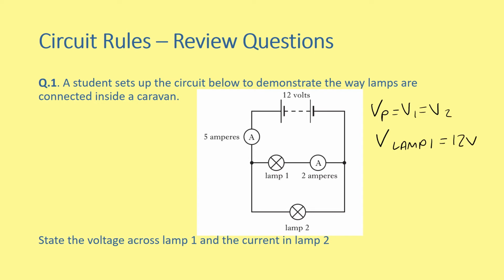We're also asked to find the current in lamp 2. Well, we know we have 5 amperes here. 2 amperes came from this branch, which means the rest of it must have come from this one. 5 take away 2 gives us a current in lamp 2 of 3 amperes.